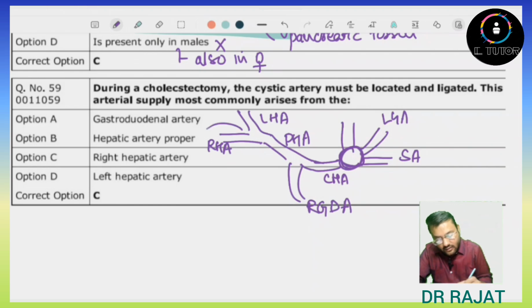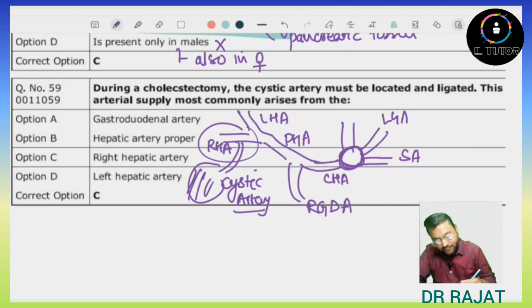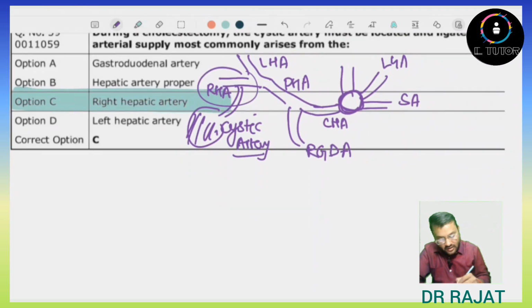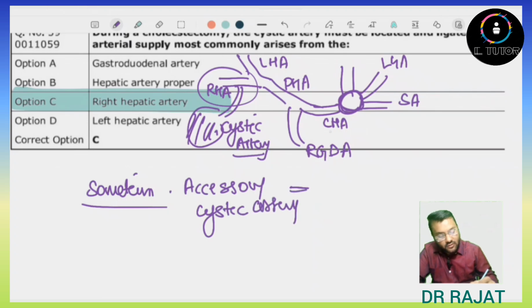This right hepatic artery generally gives the cystic artery, a branch which will supply the gallbladder. So it will supply the gallbladder. So answer here will be option number C, right hepatic artery, because it will give a branch, cystic artery. Now if we talk about a special case, then sometimes there is an accessory cystic artery, which is the branch of this right gastroduodenal artery. So gastroduodenal artery.